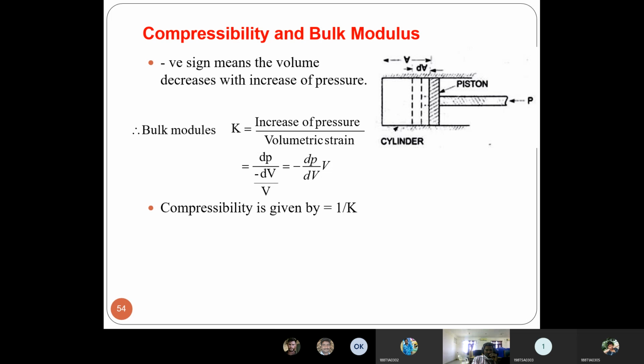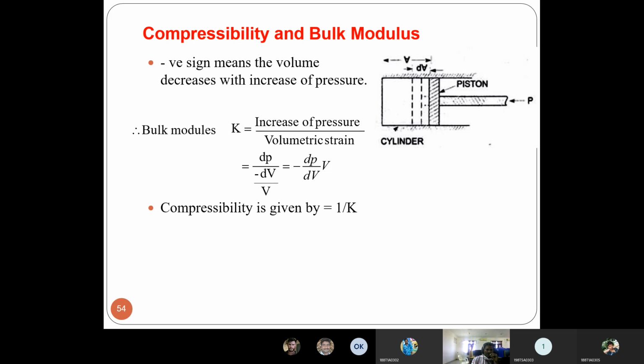The ratio of increase of pressure to volumetric strain. Increase in pressure is equal to dP. Volumetric strain is equal to minus dV by V. This is equal to dP by dV into V, the whole represented with a minus. Okay, minus dP by dV into V.